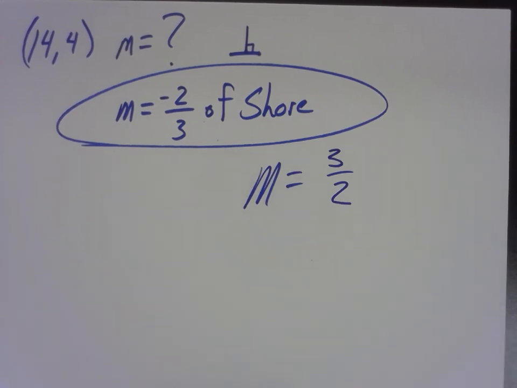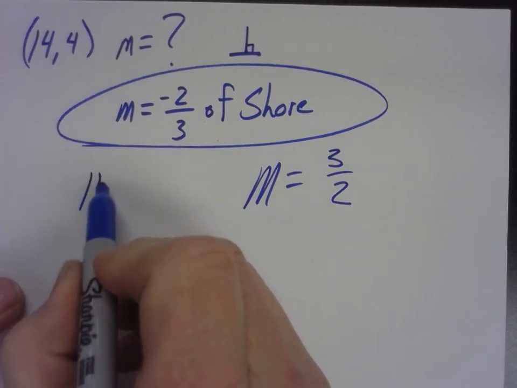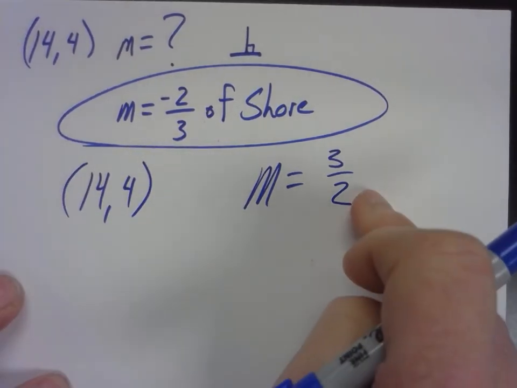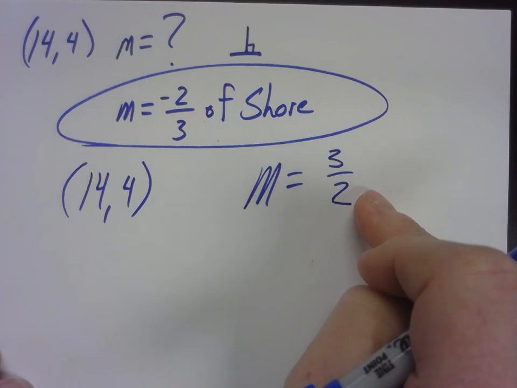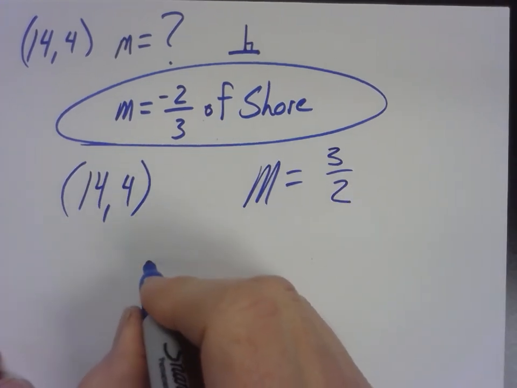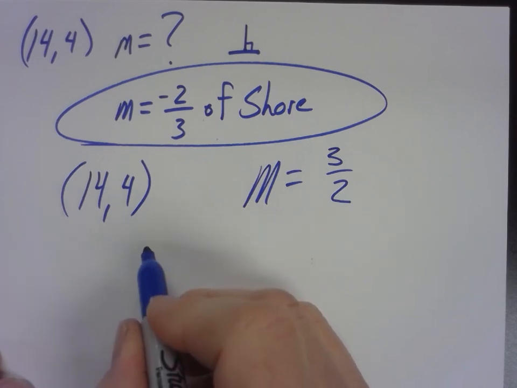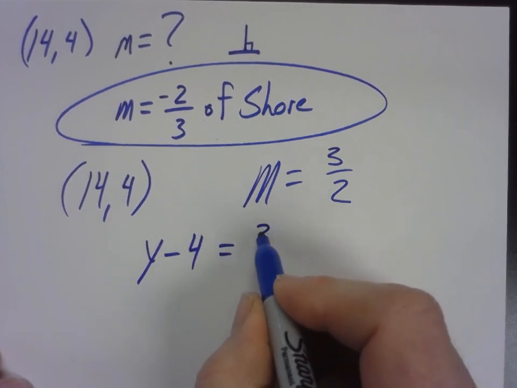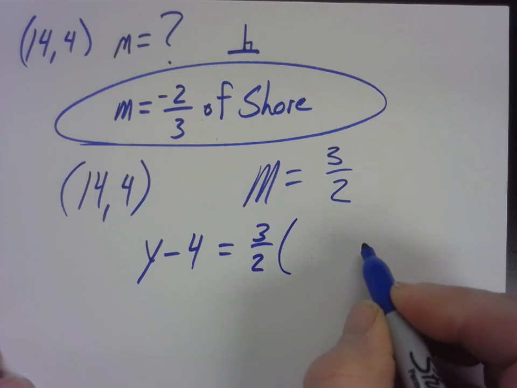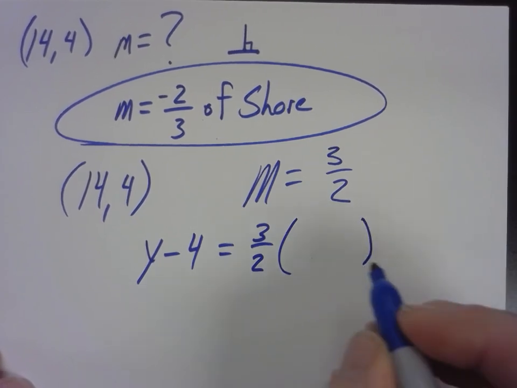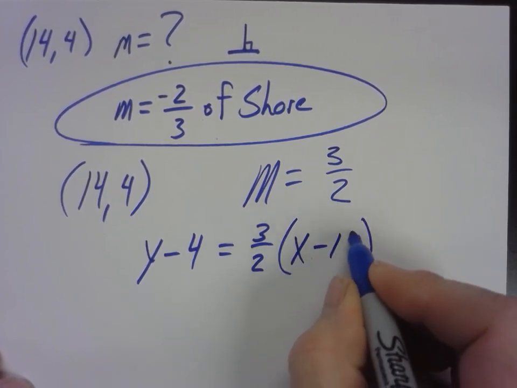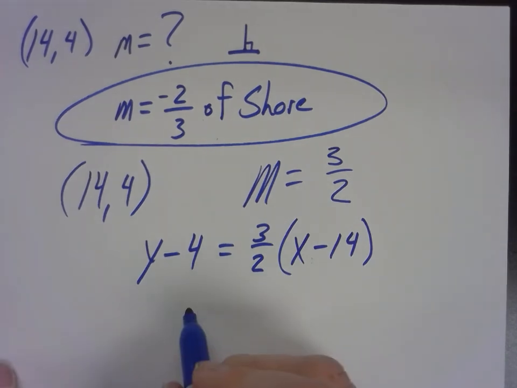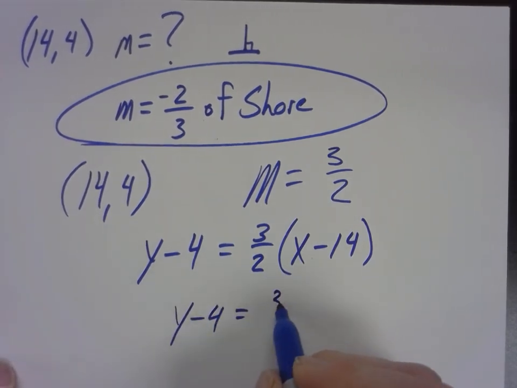So now we have a point and we have a slope. We can write the equation of this line, can't we? Okay, and Tyler's going to tell me the equation. Oh, Tyler. Y minus 4 equals 3/2 times the quantity x minus 14. Beautiful. Okay, so y minus 4 equals 3/2 times x.